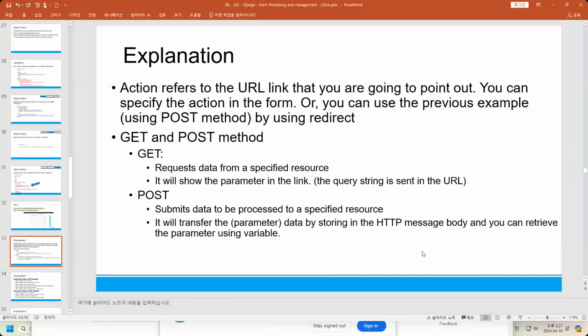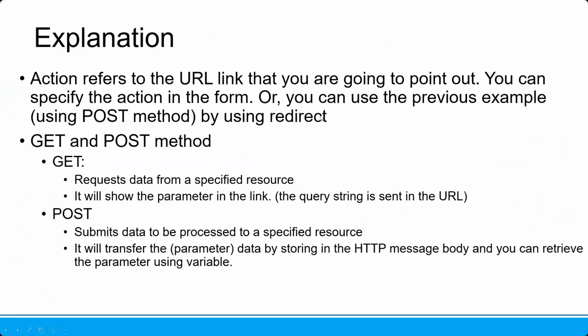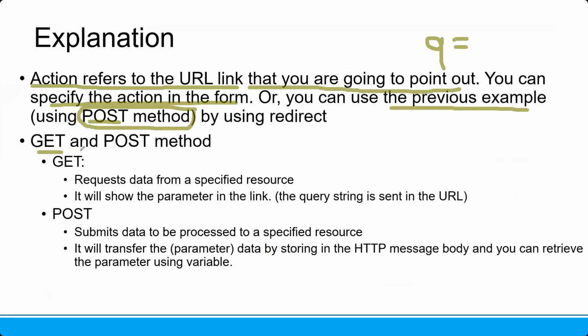Now, we need to understand what is the meaning of this. So action refers to the URL link that you're going to point out. Okay, so the Q is something related to the information that you want to find. You can specify the action in the form. In most of the previous examples I used the post method. But in this example, I use get. So what is the difference between get and post?